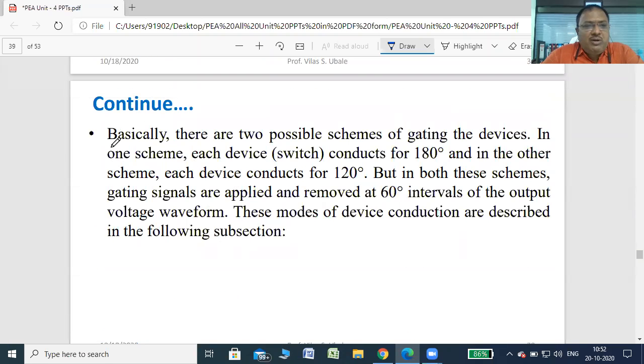Now this is again most important. Basically, there are two possible schemes of gating the devices.